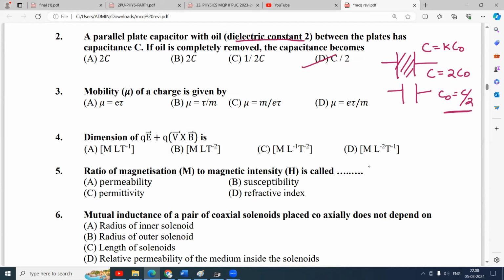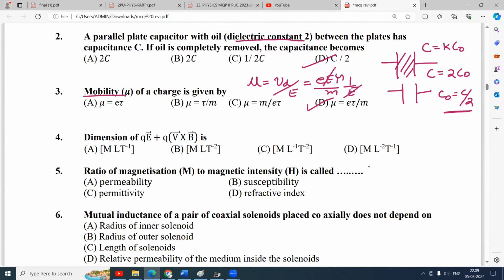Mobility of charge is given by. You must be aware of some small formulas in different chapters, especially magnetism, current electricity, and the first chapters, electric field and charges. Those formulas may come as MCQ questions. So here we have such a similar question. Mobility of a charge is given by. You know that mobility is the drift velocity per unit electric field. Drift velocity is E tau by m. Per unit electric field is E. So E gets cancelled. It is e tau by m. So better to know all these small formulas.